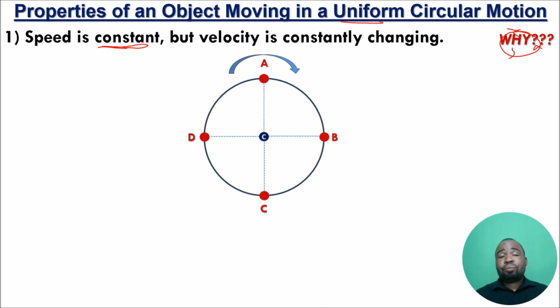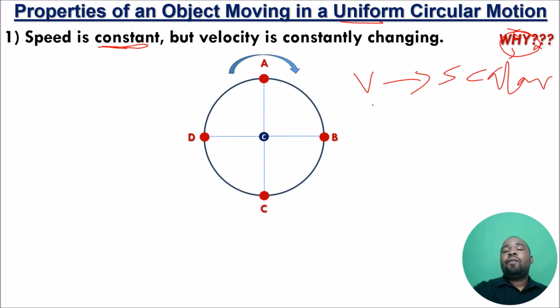Number one, speed is a scalar. Velocity is a vector.